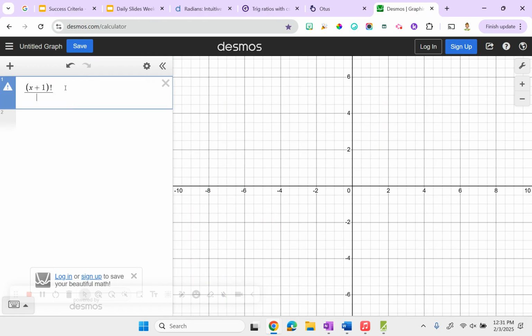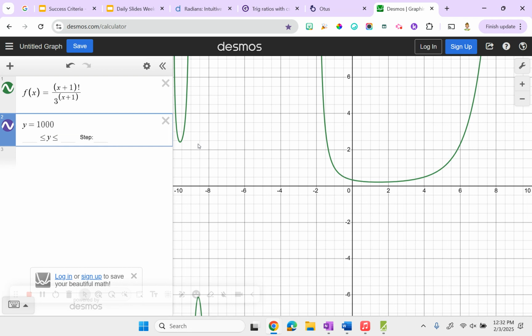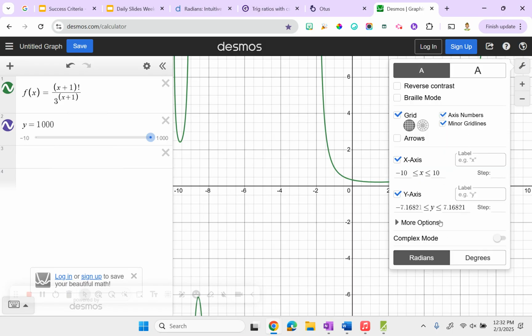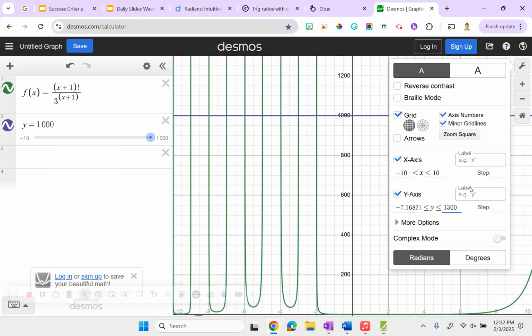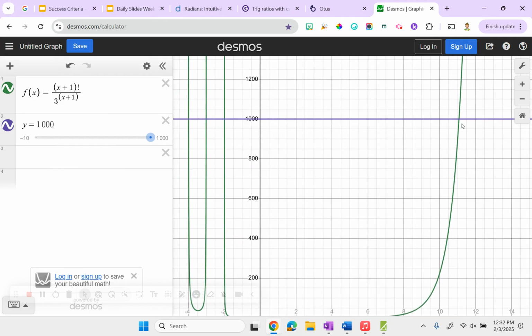Divided by 3 to the x plus 1. Oop, that makes sure it's all in the exponent. So parentheses x plus 1. Okay? And so that's what f of x equals, right? All right. Now I'm going to do y equals 1,000. I can't exactly see that, right? So I'm going to have to do some zooming or some graph settings. I'd probably move my y-axis to like 1,300. All right, and I don't know what that, oh, look, there it is right there. Let's see if it worked. Oh, that's perfect. Sort of.